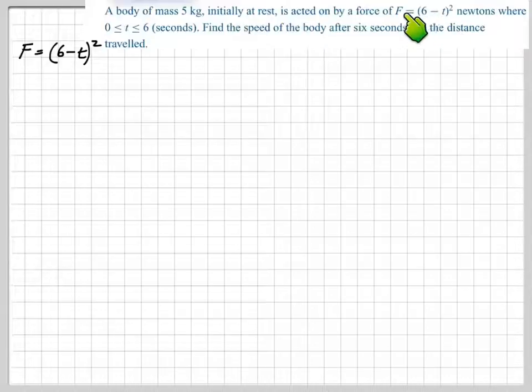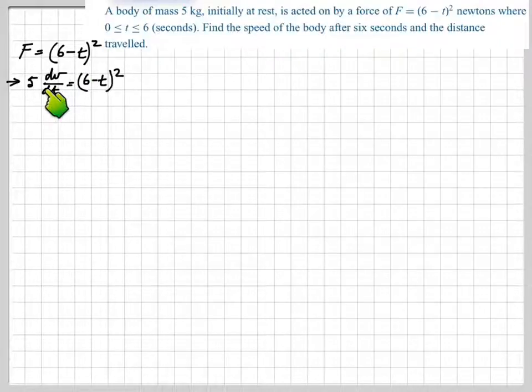Alright, first thing I notice is that F is given as a function of time. Therefore, since F equals ma, we will use dv/dt as our derivative expression for a. That would be the first thing I would recommend. F equals this, therefore 5a, a being dv/dt, equals that expression in terms of time.